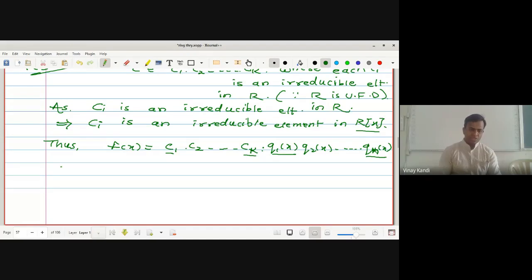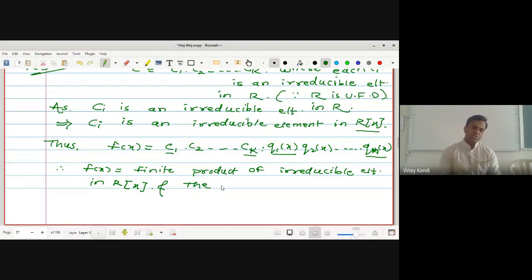Therefore, f of X is equal to a finite product of irreducible elements in R of X, and the representation is unique. It's unique up to associates.